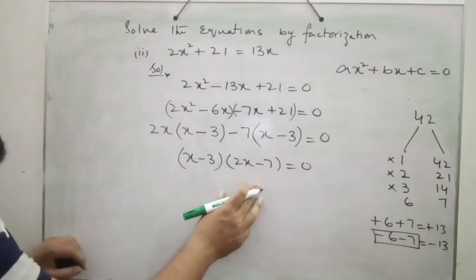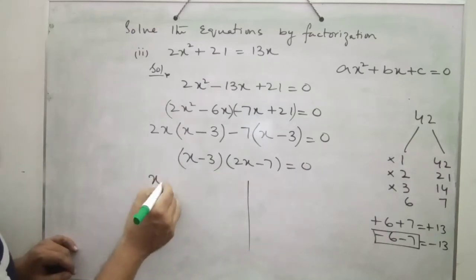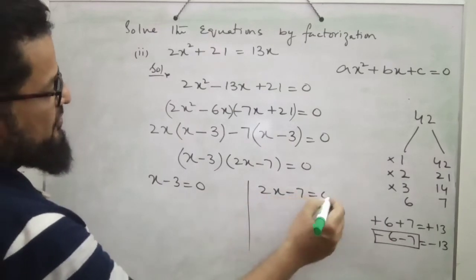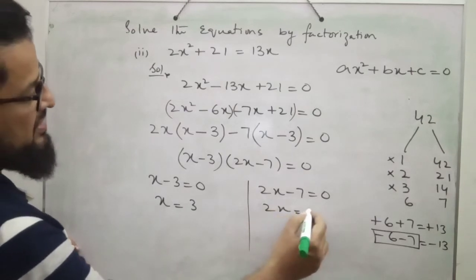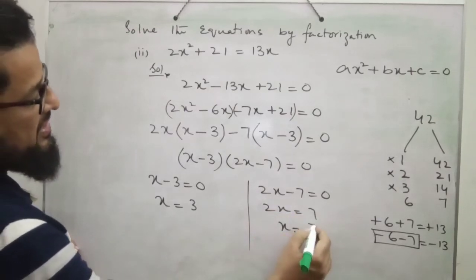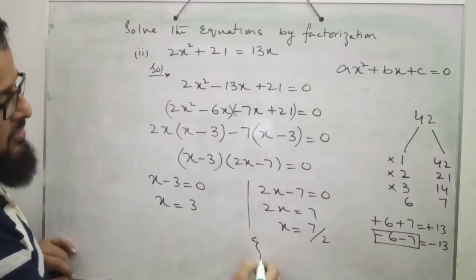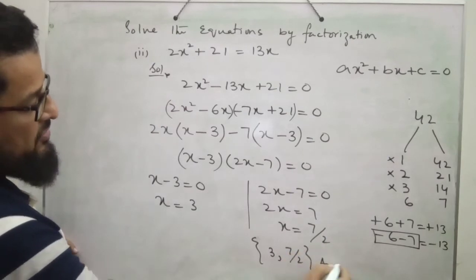These two brackets are equal to 0. We take them separately, so x minus 3 equals 0, and then 2x minus 7 equals 0. So x equals 3 and 2x equals 7, and then x equals 7 upon 2. So now we have two values. The first value is 3 and the second value is 7 upon 2. So this is your answer.